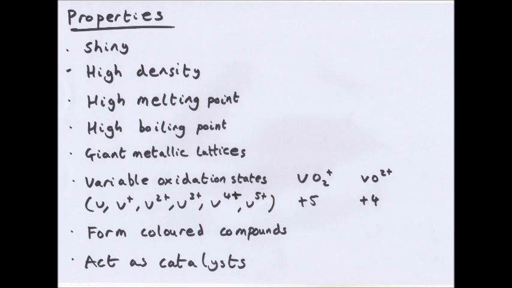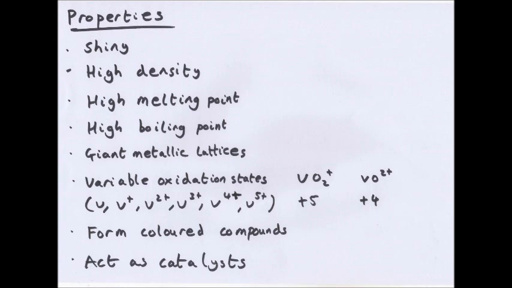Some other good examples you need to know about are potassium manganate, which is KMnO4, and potassium dichromate, which is K2Cr2O7. These have the metals in their maximum oxidation states. Manganese can go up to +7 and chromium can go up to +6, and they are found in these two compounds. So it's a good two to look at, the potassium permanganate and the potassium dichromate.